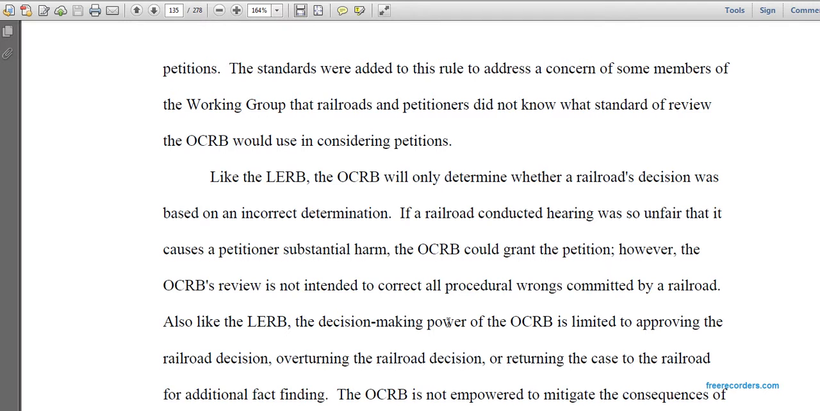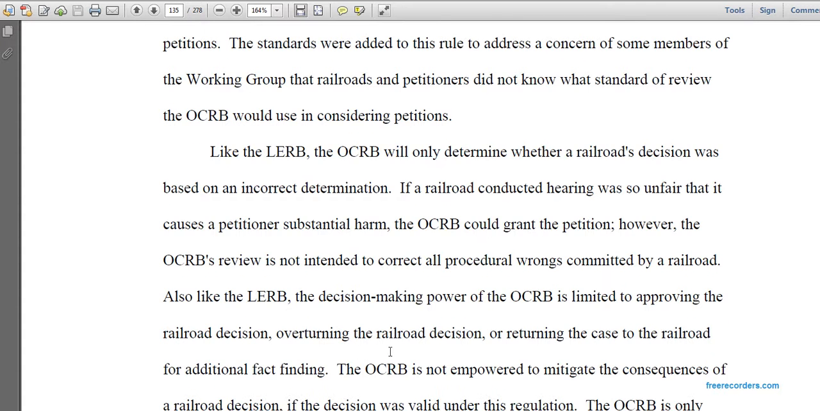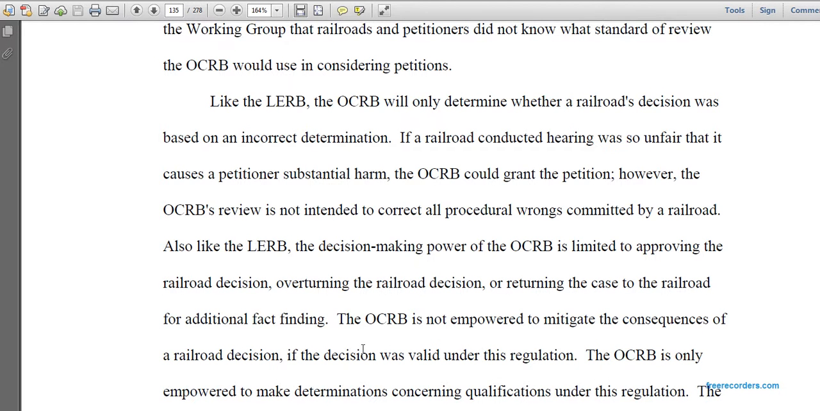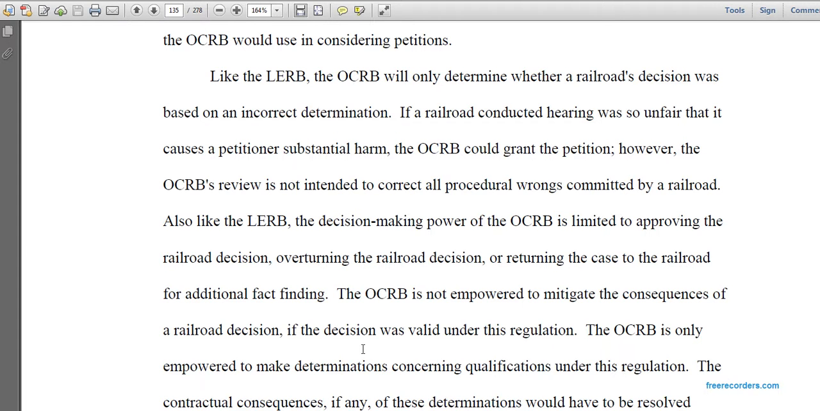Like the Locomotive Engineering Review Board, the Operating Crew Review Board will determine whether the railroad's decision was based on an incorrect determination. If the railroad hearing was so unfair that it caused the petitioner substantial harm, the Operating Crew Review Board could grant the petition. However, the Operating Crew Review Board is not intended to correct all procedural wrongs committed by the railroad. Like the Locomotive Engineering Review Board, its decision-making power is limited to approving the railroad decision, overturning railroad decisions, and returning the case to the railroad for additional findings. The Operating Crew Review Board is not empowered to mitigate the consequences of the railroad decision.